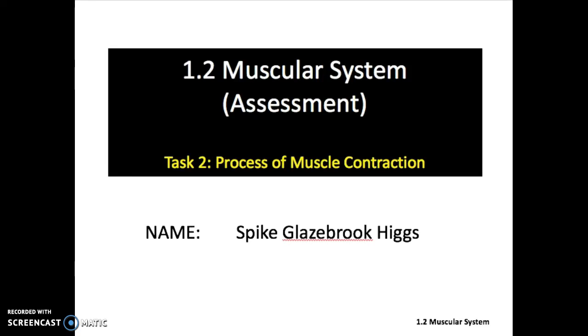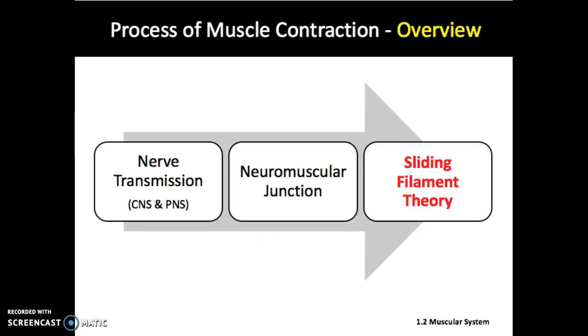This is my 1.2 Task 2 assessment on the process of muscle contraction. I'm going to attempt to explain the process of an individual responding to a sporting environmental stimulus and causing muscular contraction to perform a sport-related skill. We have a nerve transmission, the neuromuscular junction, and sliding filament theory.